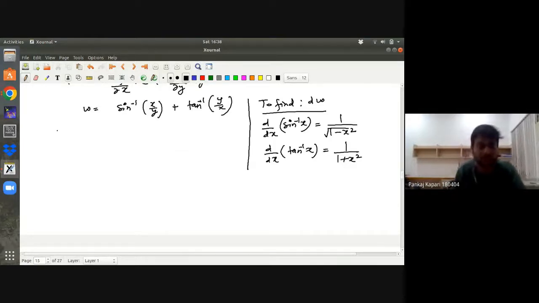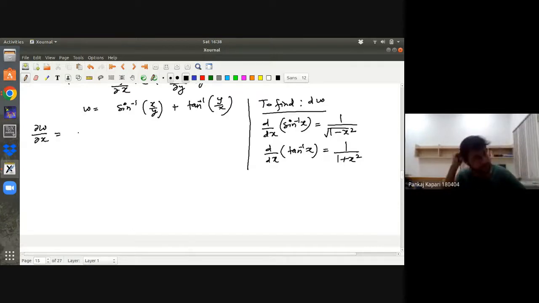Okay, so what is the partial derivative of w with respect to x? Let's first find dw over dx. We first differentiate this first function and then we'll differentiate this second function. But because these are compositions of two functions, we'll apply the chain rule. First differentiate this sine inverse of x over y.